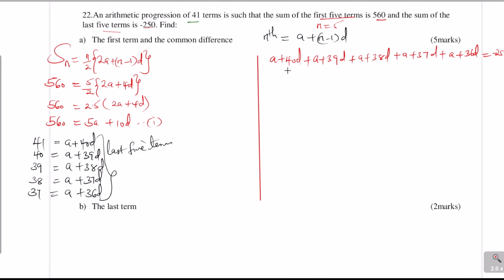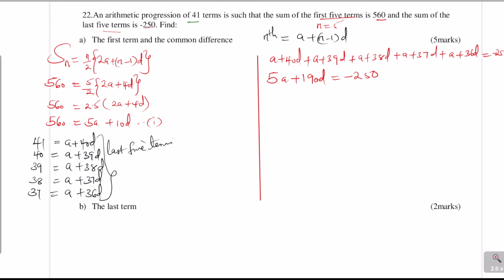So now we add everything here. When you add all those a's, there are 5 a's: 1, 2, 3, 4, 5. Then when you add all the d's, 40d plus 39d plus 38d plus 37d plus 36d, that gives 190d. That should give negative 250.